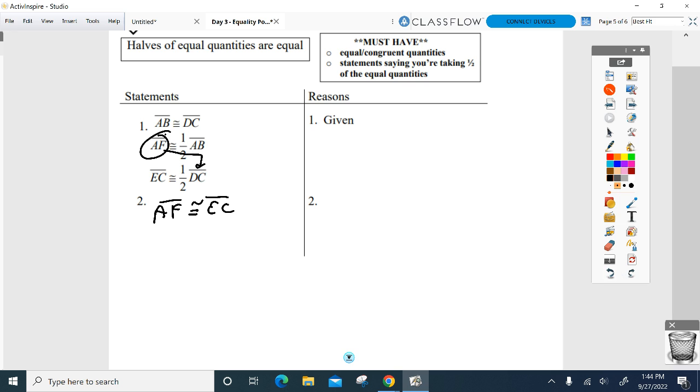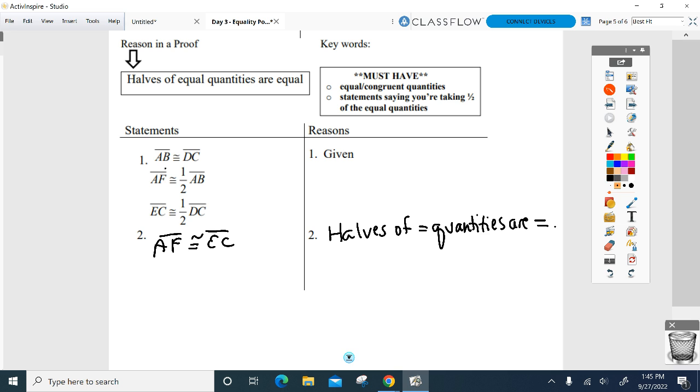So I'm using my new one, which is what? What do you know about AF and EC? Those are halves of, right? They're halves of equal quantities are equal. I think there's something we forgot to write in. Keywords that signify I'm taking half: bisector and midpoint. That means you're taking half, right?